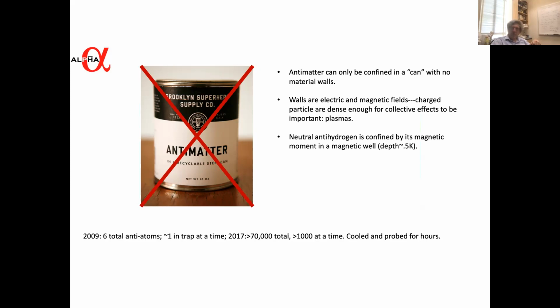Okay, neutral antihydrogen is confined by its magnetic moment and magnetic well. Technology limits the depth in temperature units to about 0.5 Kelvin, which is a very, very low energy system. When the antimatter hits the walls of our detector, we see it. We can see a single antihydrogen annihilate. So if we do something to antihydrogen that makes it, say, ionize, then we see the antimatter hit the wall.